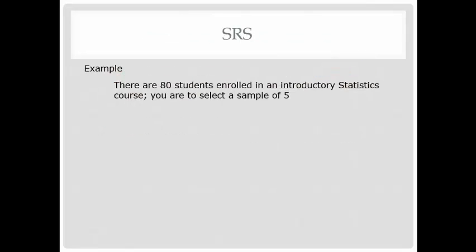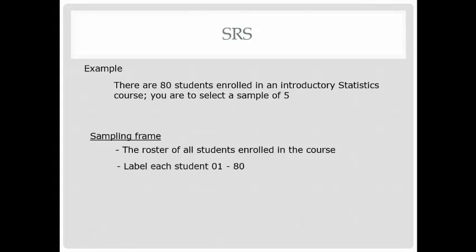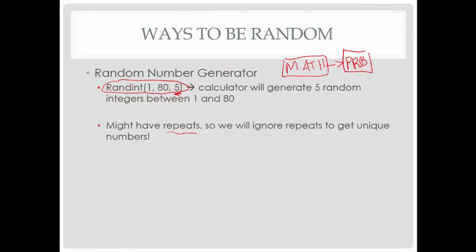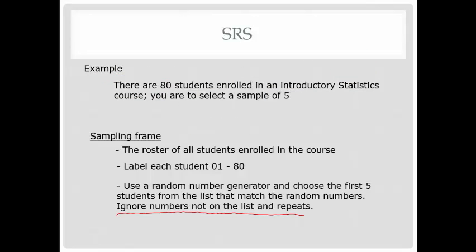So here's another example. 80 students enrolled in an intro stat course, and you want to select a sample of 5. So the sampling frame, we're going to take a roster of all the students in the course, label each student 1 to 80, and then use some kind of random number generator to pick 5 students. Notice this statement being put in here: ignore numbers not on the list and any repeats. So especially if it's a random number table, you'd have to ignore numbers not on the list. In your calculator, you could set it up using the previous syntax. This syntax right here, it's not going to give you any number above 80. You just have to make sure that you ignore repeats in the calculator.